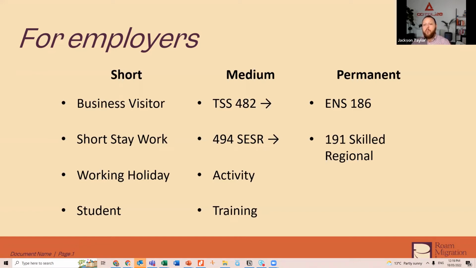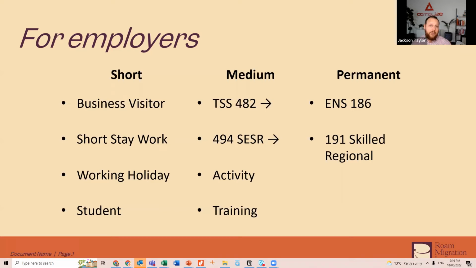In the medium term, we've got the 482 visa. That is the temporary skill shortage visa. It is the most stock standard work visa in Australia, and it's the one that most employers will use to sponsor employees in their business. There's also regional 494, so that's skilled employer sponsored regional.